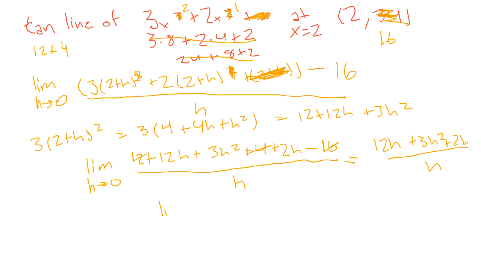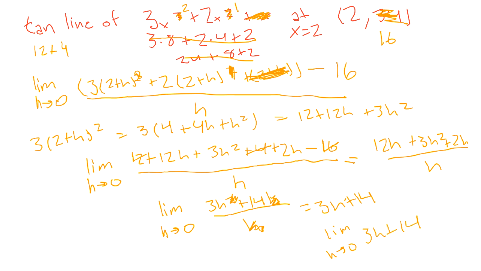So now we're going to get our limit as h approaches 0. So we have our 3h squared, we have our 12h and our 2h, which is going to be 14, all over h. Well, we can cancel an h out from everything, so we get h, and then 1. So now we're going to get 3h plus 14. If we take the limit of that, we are just going to get m equals 14.